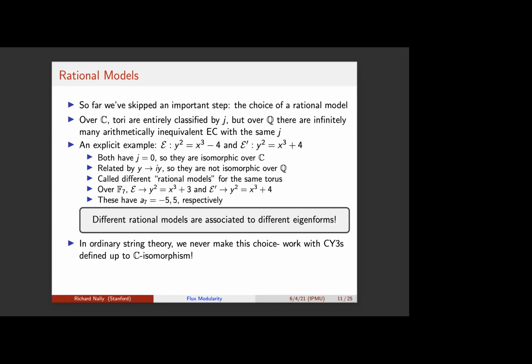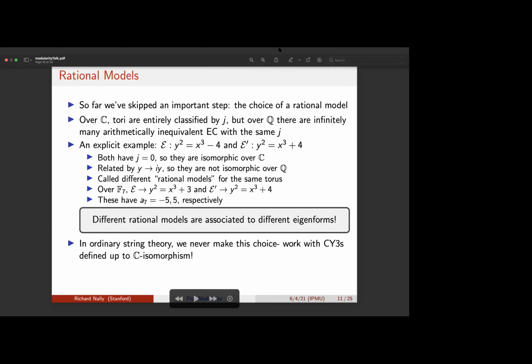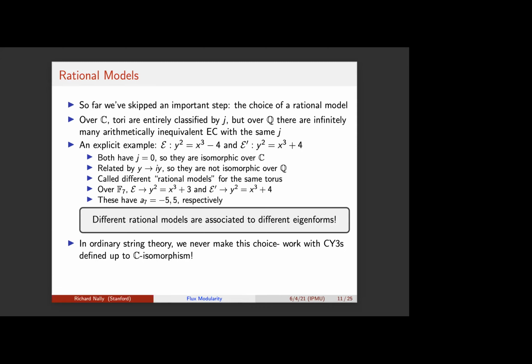To see why our usual complex intuition fails over Q, I think it's important to look at an example. So I'm going to give you an explicit example: consider these two elliptic curves, y² = x³ − 4 and y² = x³ + 4. These curves both have a = 0, so they both have j = 0. So they're isomorphic as complex tori.